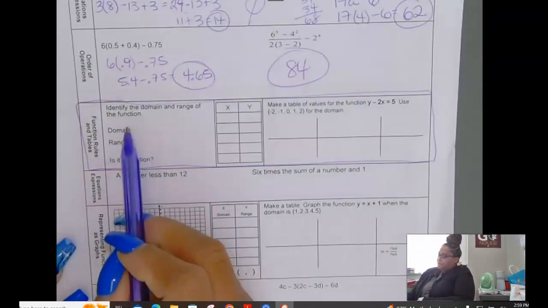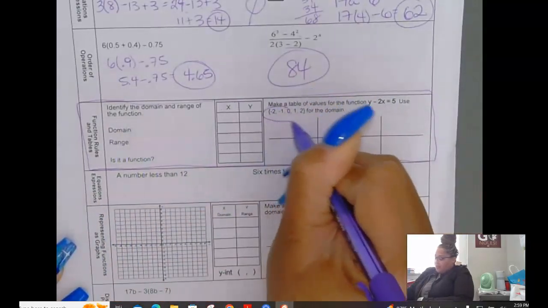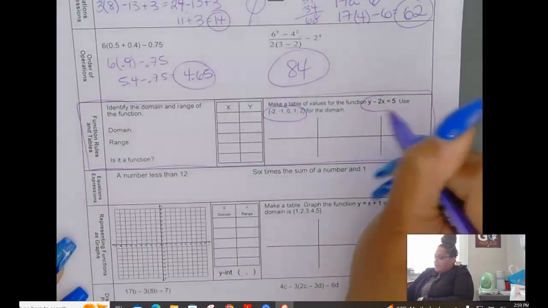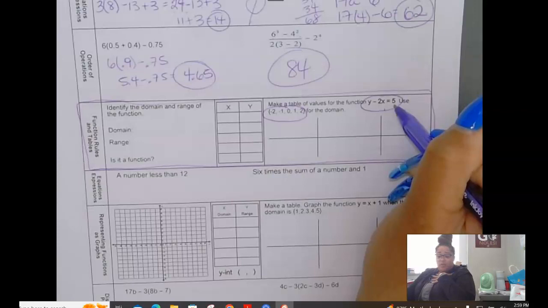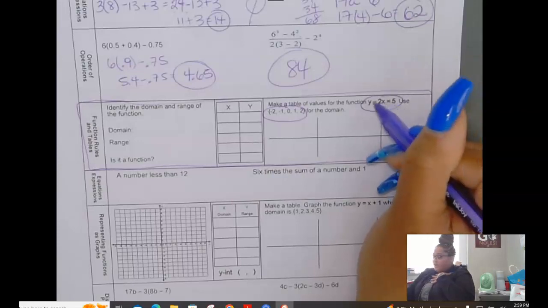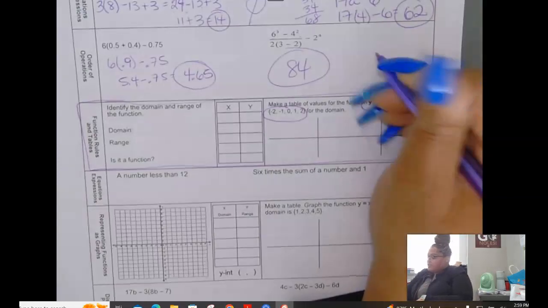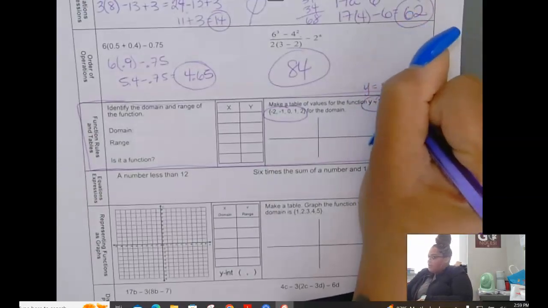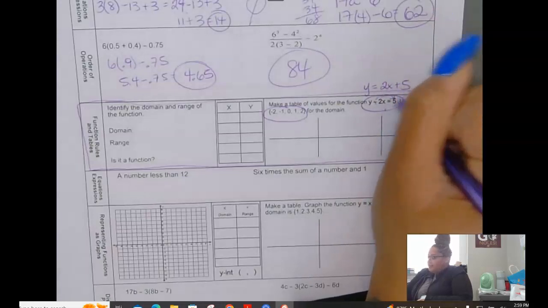So it says identify the domain and range of the function. They give you the domain here. And then they tell you the function is y minus 2x equals 5. Well, I'm used to functions being in y equals mx plus b form, so I need to rewrite this. I'm going to move my 2x over here by adding it to both sides. So it'll be y equals 2x, because it's positive now, plus 5.